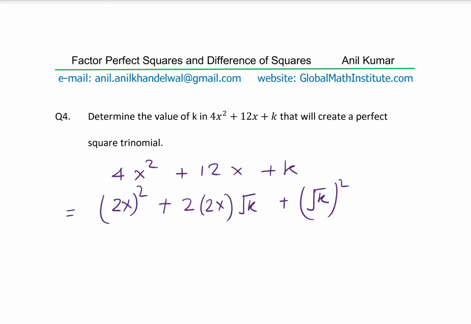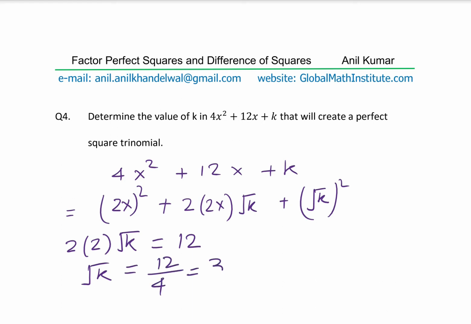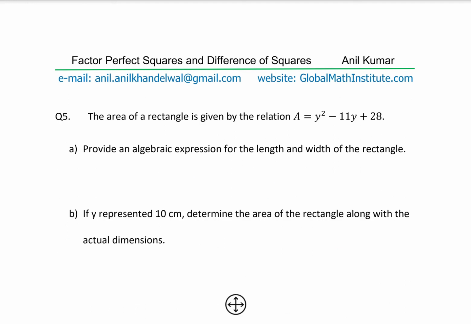Now, how could you get that? That really means that 2 times 2 times √k should be the coefficient of x, which is 12, right? That means √k should be equal to 12 divided by 4, that is 3. And this implies that k should be equal to 3 squared, or 9. So we have our answer that k is equal to 9. So let me underline this also, highlight it. Perfect. So I hope the concept is clear, right?